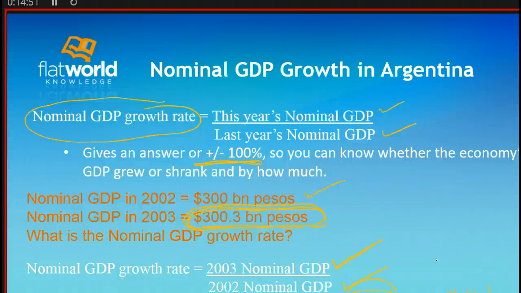So there's kind of two ways you can do it. You can either just take the change in GDP divided by the original year's nominal GDP, or you can take the current year's nominal GDP and divide it by the last year's nominal GDP and look at whatever follows the decimal point.